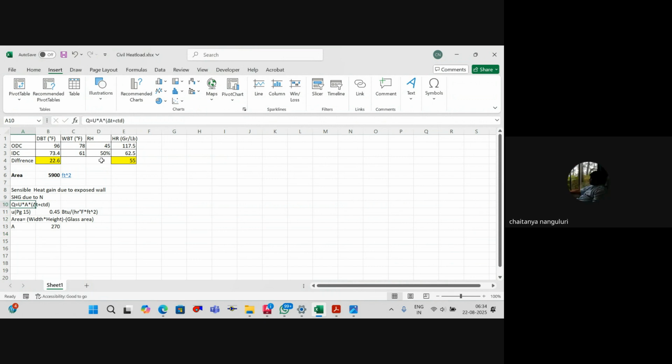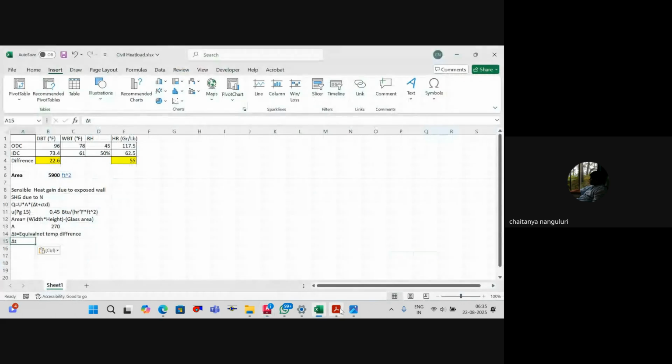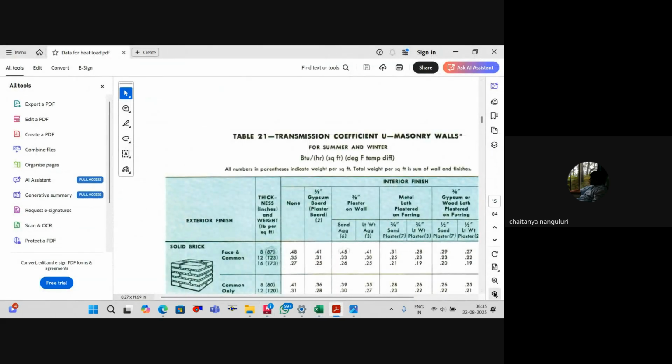Then coming to delta T. So let's copy this delta T. So delta T is what? It's nothing but equivalent temperature difference. You'll get it from a certain page number, which we'll try to figure out. So delta T is equivalent temperature difference.